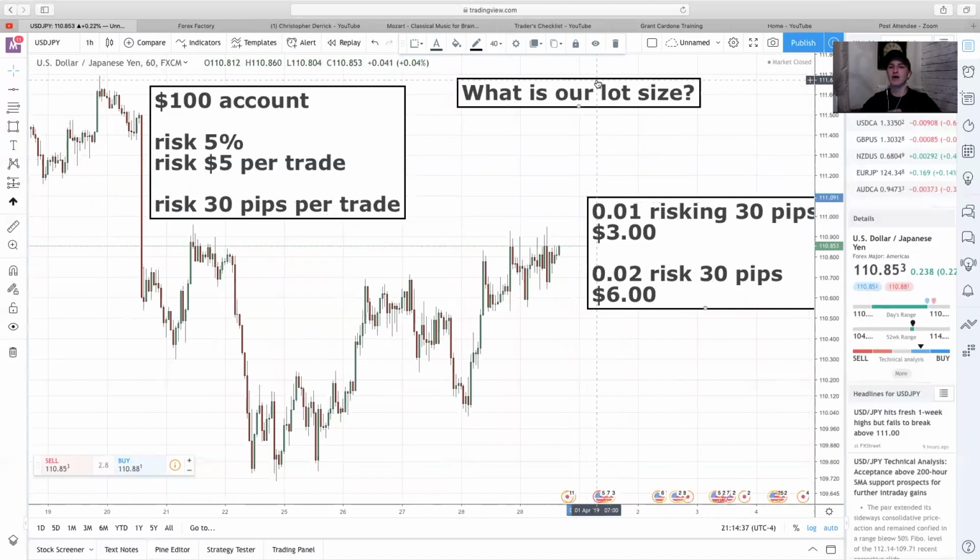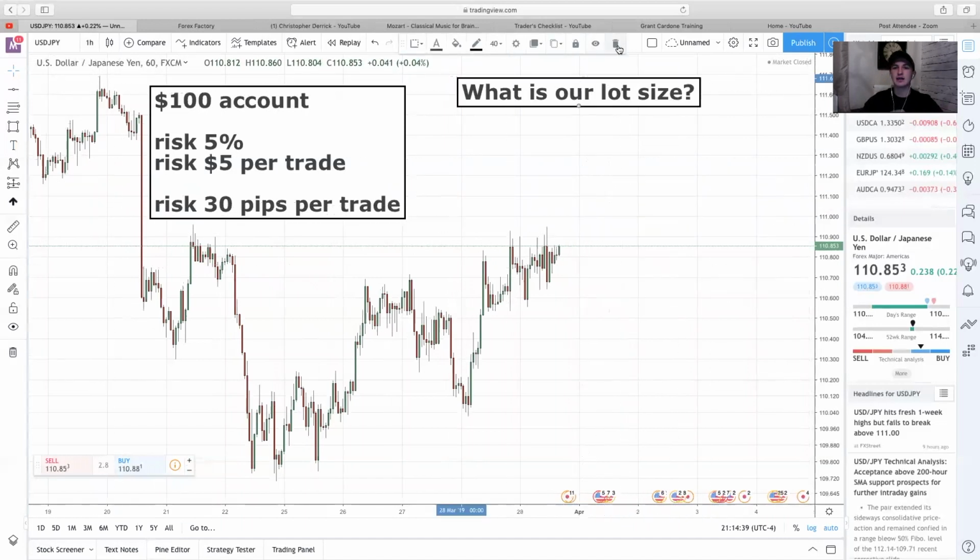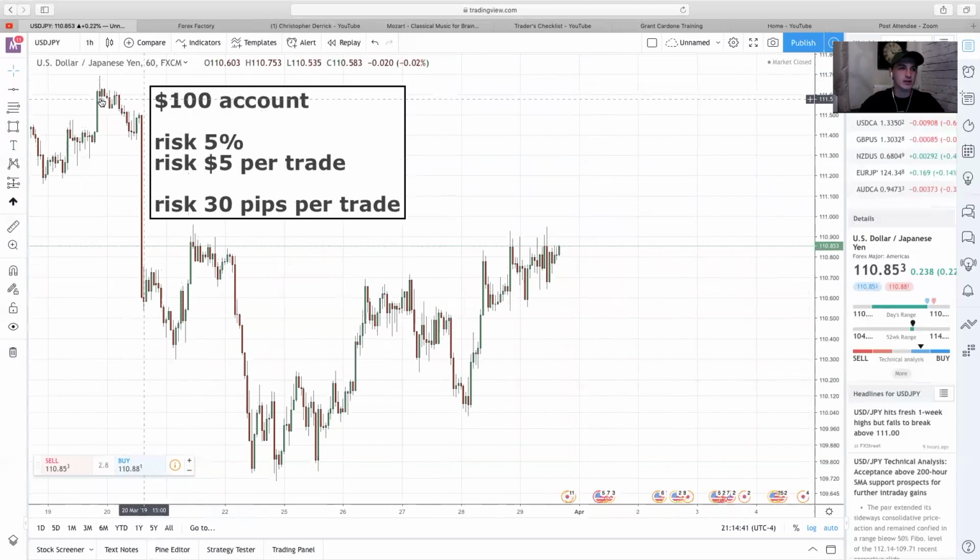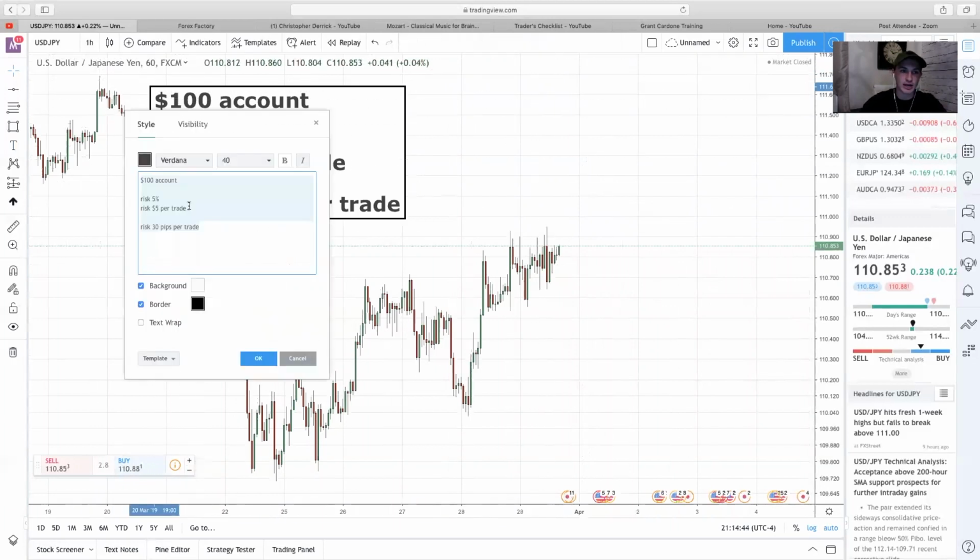But as your account continues to grow, as things continue to get to that next level, let's go ahead and fix this. Okay, now I'll show you a different example. Let's say we have an account balance of $750. We're going to be risking 5% of that account.